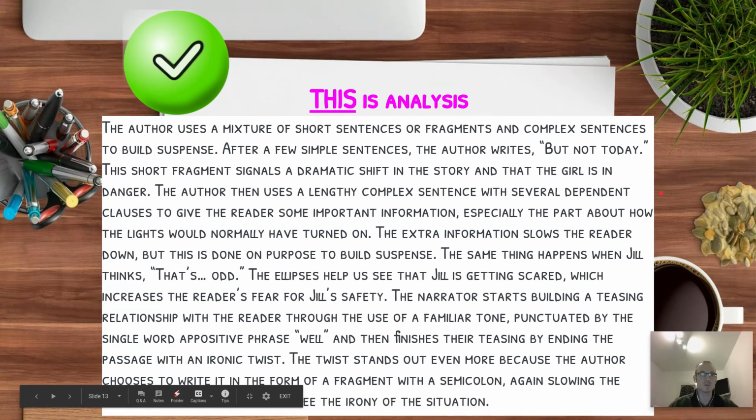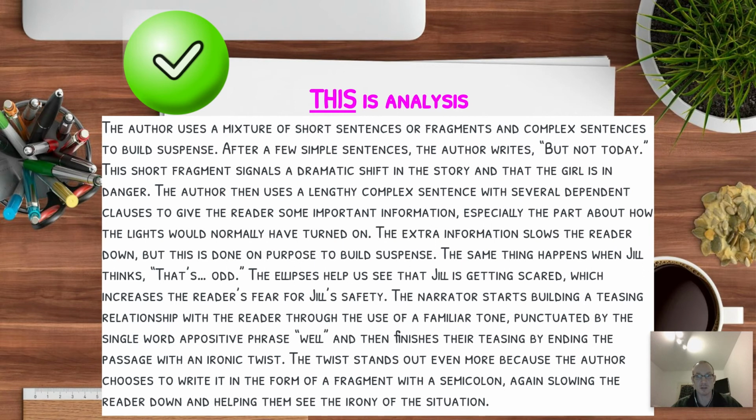The author uses a mixture of short sentences or fragments and complex sentences to build suspense. After a few simple sentences, the author writes, "but not today." This short fragment signals a dramatic shift in the story and that the girl is in danger. The author then uses a lengthy, complex sentence with several dependent clauses to give the reader some important information, especially a part about how the lights would normally have turned on. The extra information slows the reader down, but this is done on purpose to build suspense.